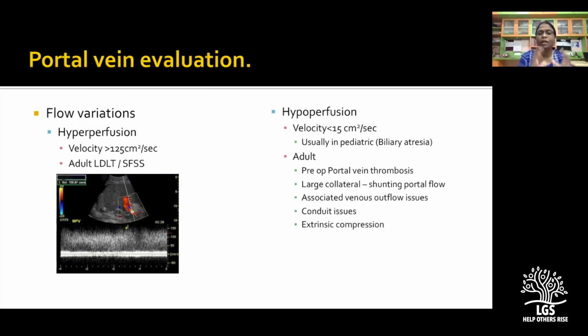In this scenario, the surgeons will take up the call after measuring the portal pressure.